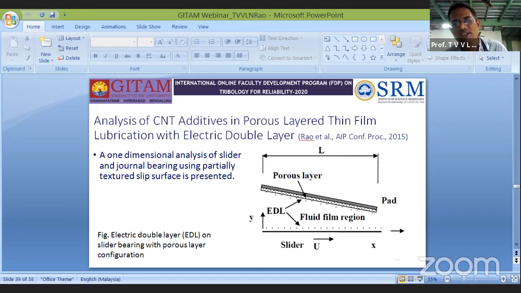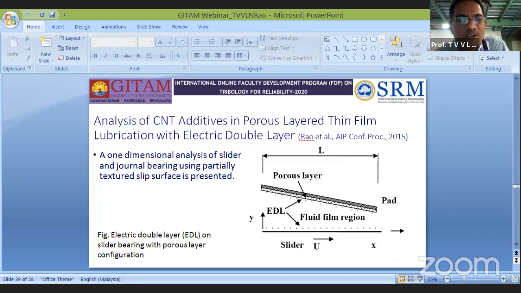So when we say we can generate these electric double layer films with the help of the electrokinetic body force that comes into the modeling of these films, these films will resist the flow of the fluid. Whenever there is resistance to the flow of fluid, there is an enhancement in the bearing load capacity. Similarly, when we are treating a porous layer on the pad or the bearing surface, again there is resistance to the flow of fluid.